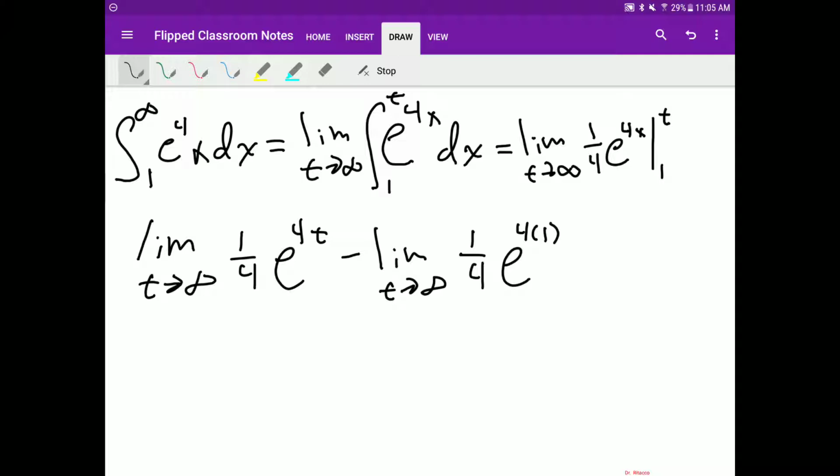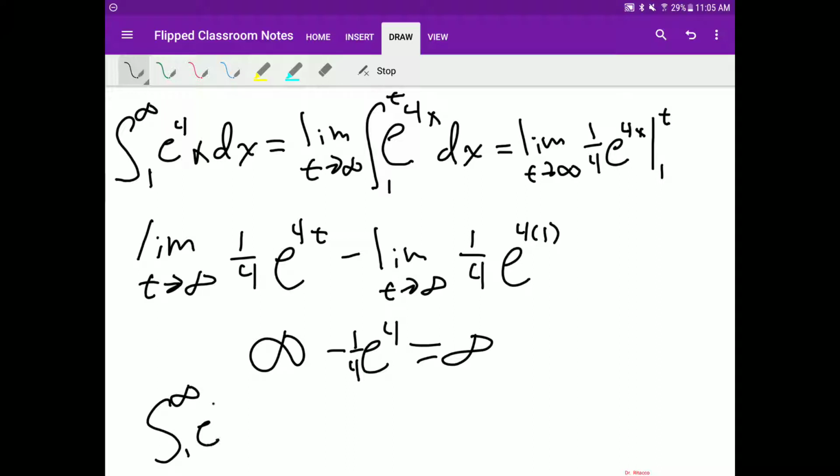I get that the limit goes to 1/4 e to the 4 times infinity. Well, e to infinity is just infinity, so I'm going to get infinity minus 1/4 e to the 4th, which is infinity minus a constant, or just infinity. So we would say the integral from 1 to infinity of e to the 4x dx is equal to infinity, right? So the value is infinite. So that's an improper integral now for two reasons: infinity is in the limit, and infinity is the result.